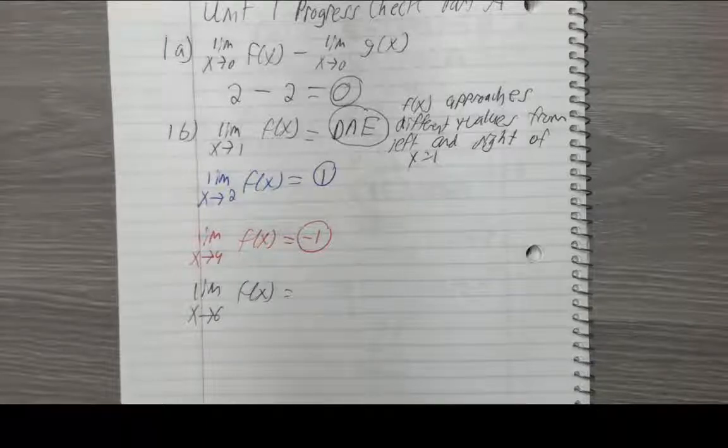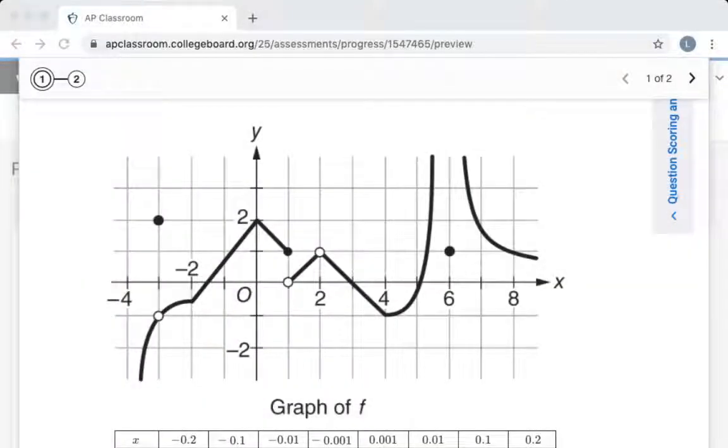All right, and then the final portion we're looking at is when x approaches 6. So the limit of f of x as x approaches 6. Now you look at 6. Again, that dot, I don't care about the dot. The dot there at x equals 6 does not matter to me at all. All I care about is the lines, the left of 6 and the right of 6.